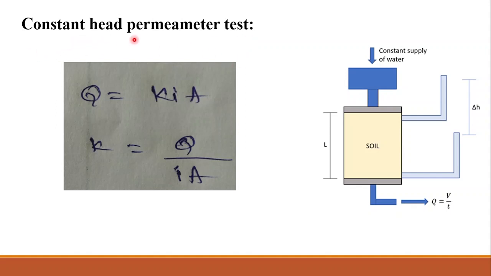In the constant head permeameter test, we can determine the permeability of soil. This test is mostly preferred for coarse grained soils. I hope you all know about coarse grained soils. Soils with size greater than 75 micron are all coarse grained soils. For example, sand and also gravel. These are all coarse grained soils.